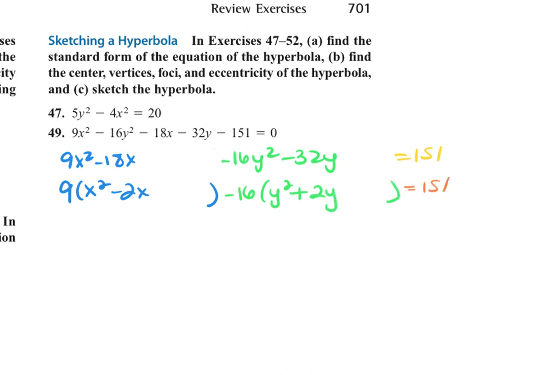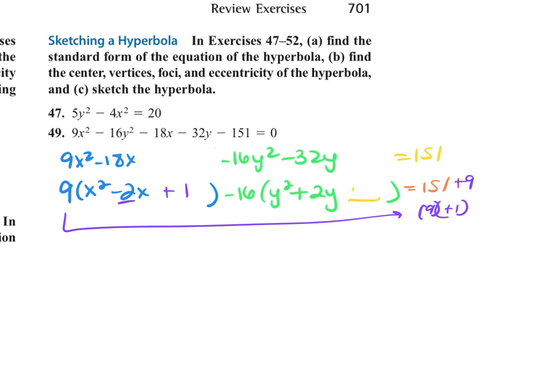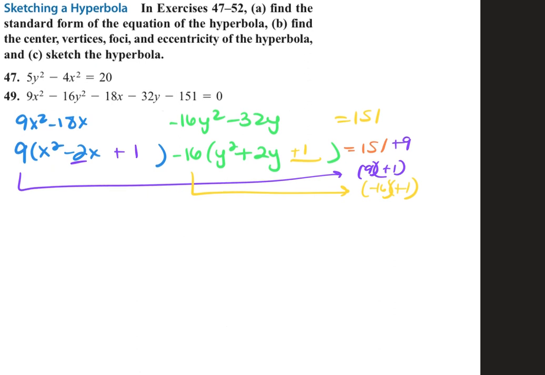Equals 151. Now I've got 2 divided by 2 is 1. Square it, it's 1. You add it here. Add it here after you multiply by the 9. And then same here. 2 divided by 2 squared is 1. Add the 1. And after you multiply by -16. That was my question. Yeah. It's -16. It changes its sign.